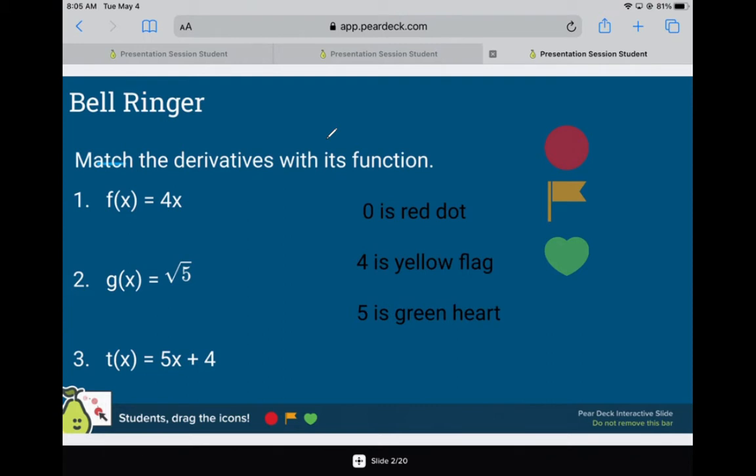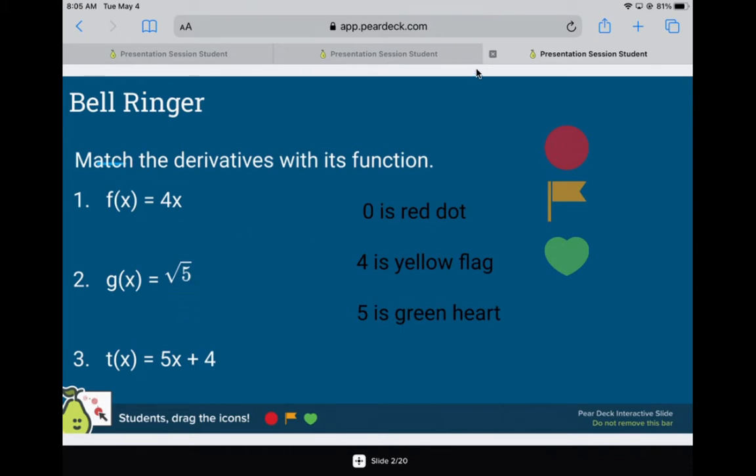So I kind of threw in the 4 right here just to see how you handle this problem. So I kind of purposely mix things together, so it's a bit confusing. It's not quite easy for you to see that derivative. But this one, this is the slope. It's the number in front of the x. So this one, the derivative is 4. So this is the yellow flag, okay?